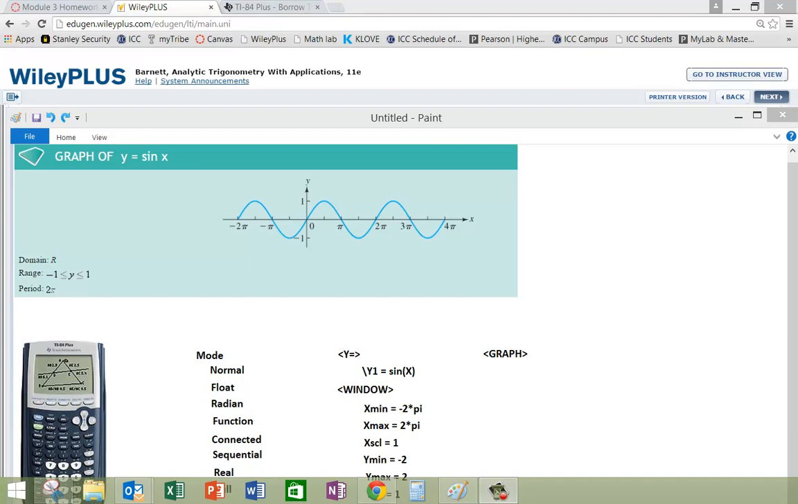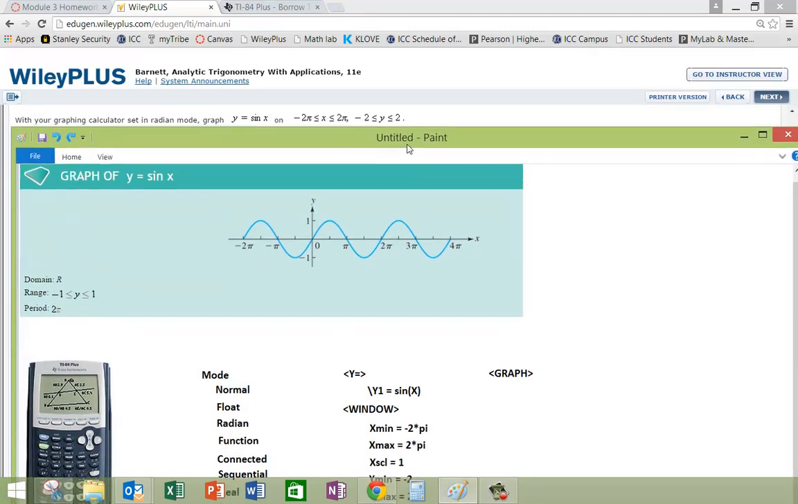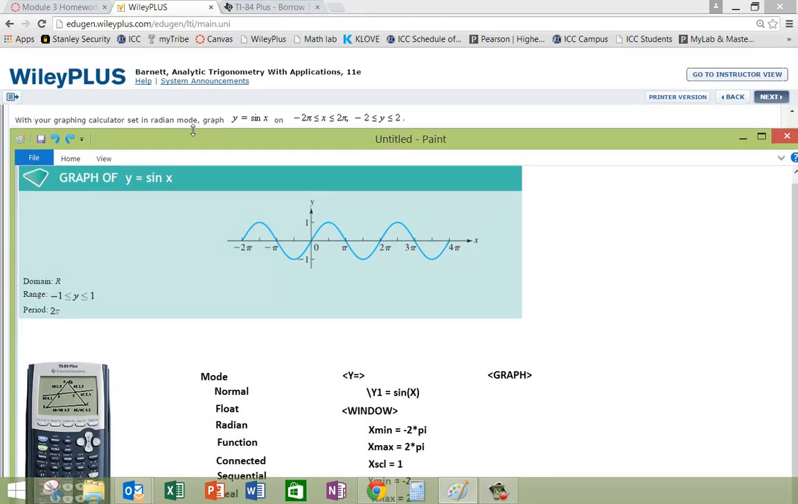In this session, we want to look at homework section 3.1, number 8. This one has to do with using your graphing calculator to graph the sine of x. So it says, with your graphing calculator in radian mode, graph y equals sine x from negative 2 pi to 2 pi on the x, and with y from negative 2 to 2.